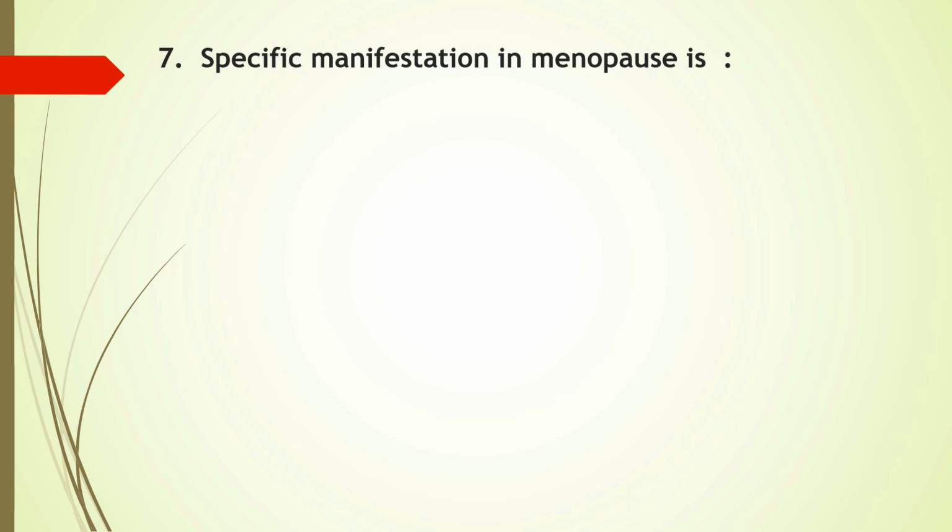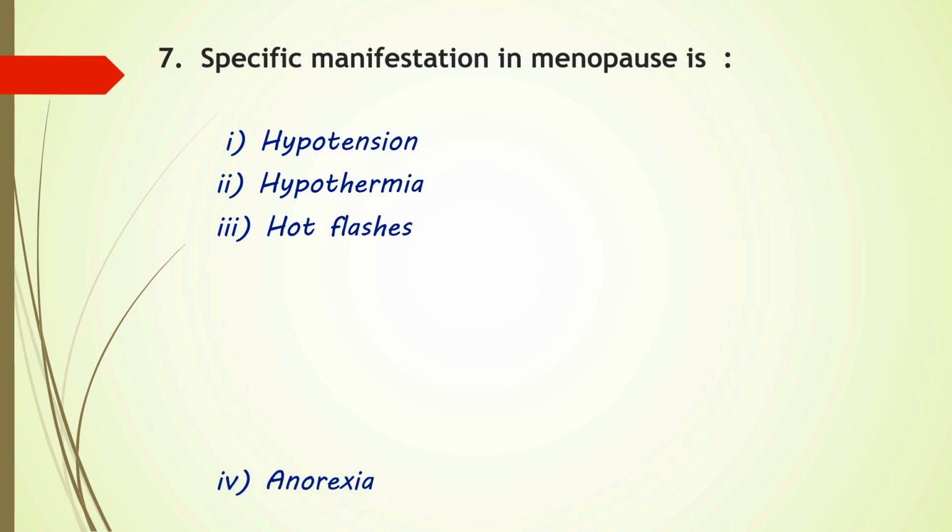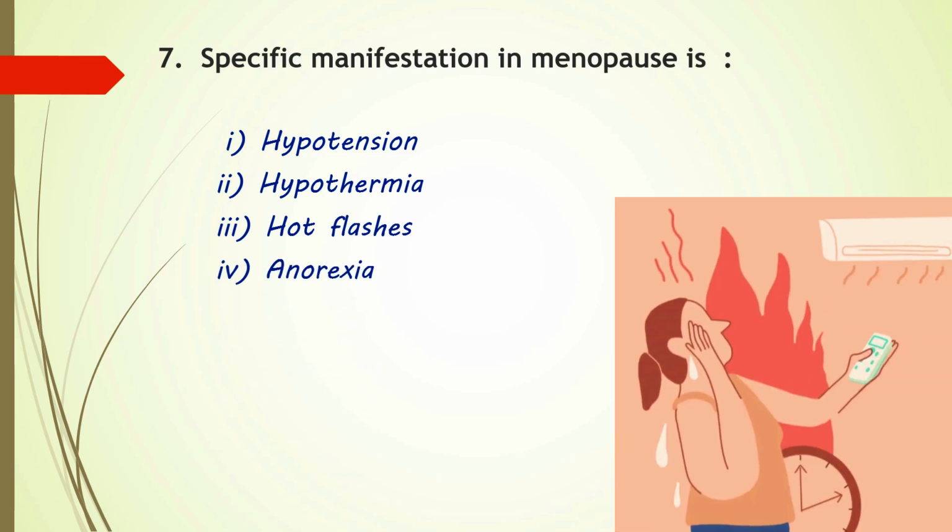Question number 7, specific manifestation in menopause is: hypotension, hypothermia, hot flushes, or option 4 anorexia. During menopause, hot flushes are a sudden feeling of warmth, primarily in the face, neck and chest, accompanied by sweating and rapid heartbeat, which is caused by fluctuating hormones. So here hot flushes is the specific manifestation in menopause.